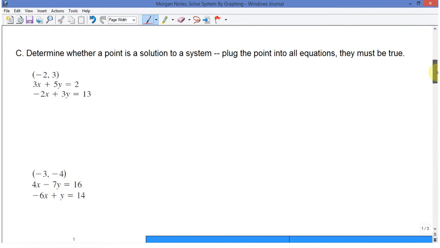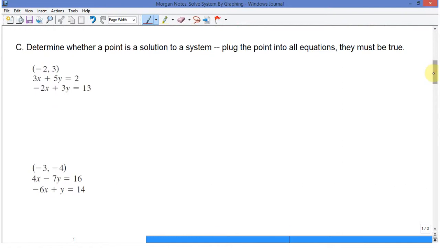So here's an example that we could have. It should say, determine whether a point is a solution to the system. How we want to do this is we're just going to plug the point into the equations and see if they are true. So for this one, let's plug the point (-2, 3) into both equations. Into the first equation, which is 3x plus 5y equal to 2, let's plug that point in. So we would have 3 times -2 plus 5 times 3, and we're going to say, is that equal to 2?